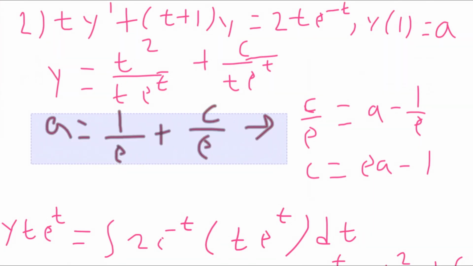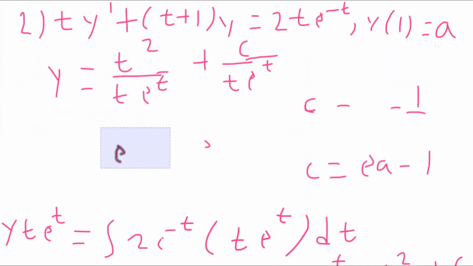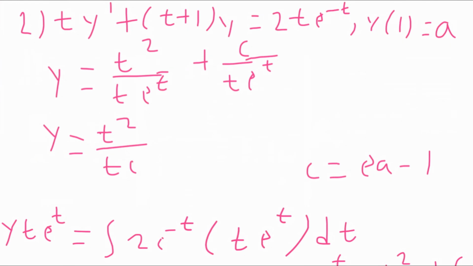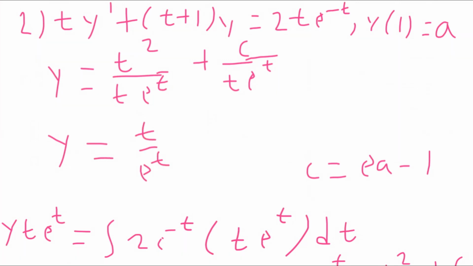So we could rewrite our solution as y is equal to t squared over t e to the t. Well, actually the t squared and the t cancel out, so it's just y equals t over e to the t plus ea minus 1 over t e to the t.